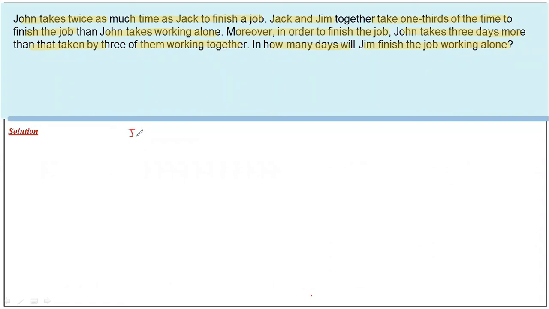So first of all, we have the ratio of efficiency of Jack to efficiency of John as 2 by 1. Also, Jack plus Jim combined efficiency by efficiency of John is 3:1.